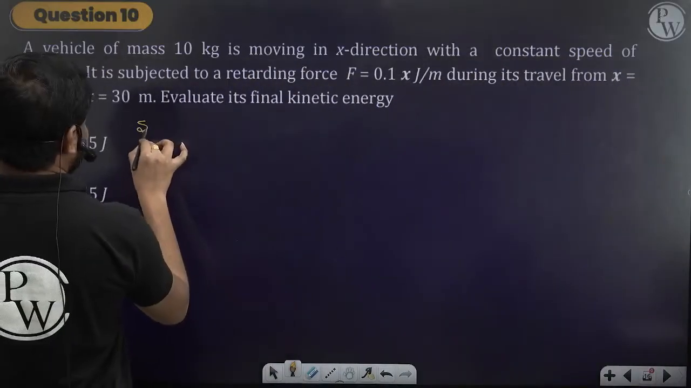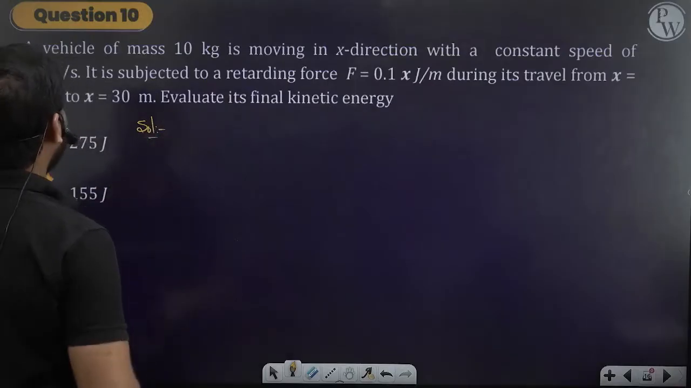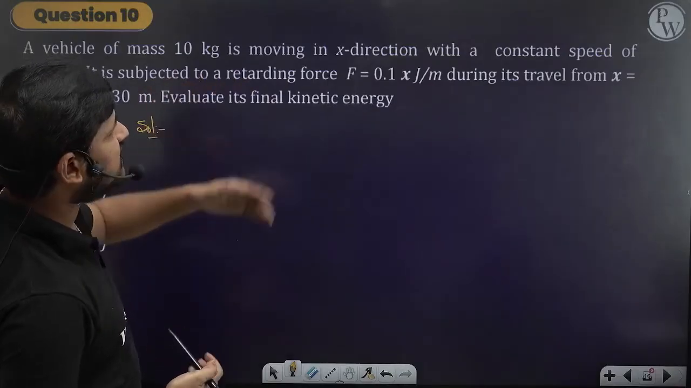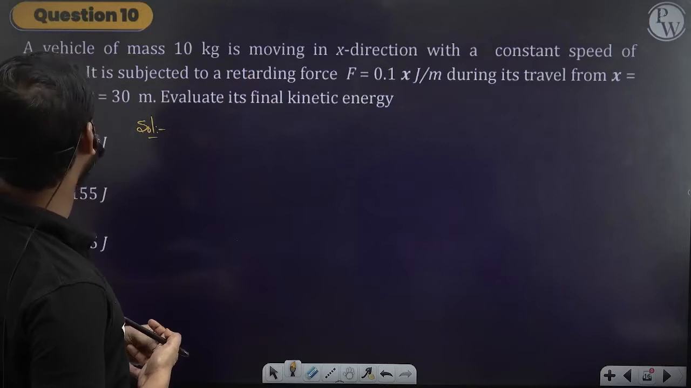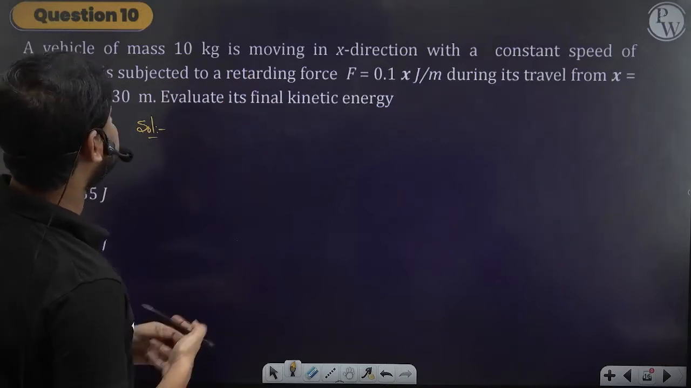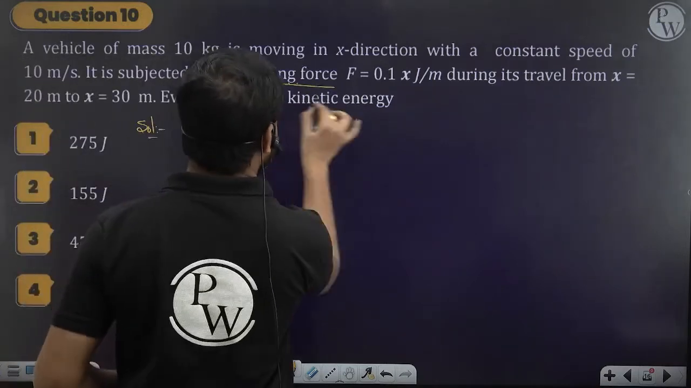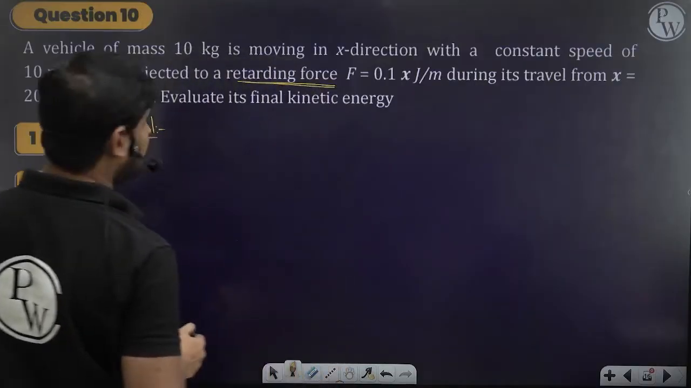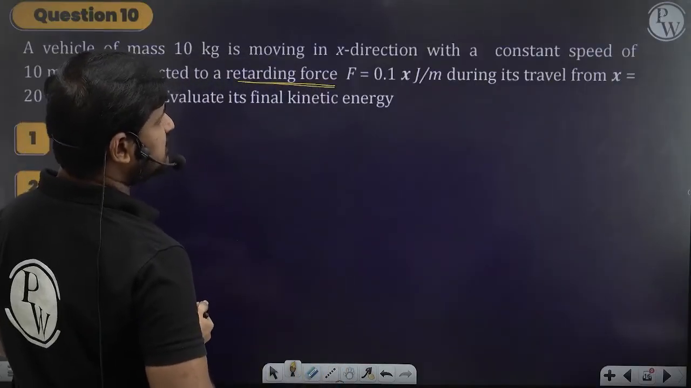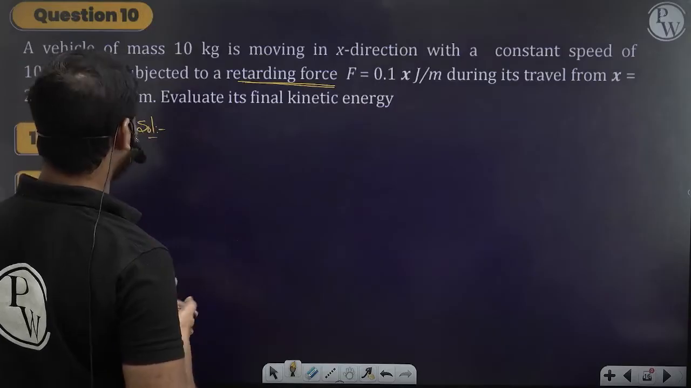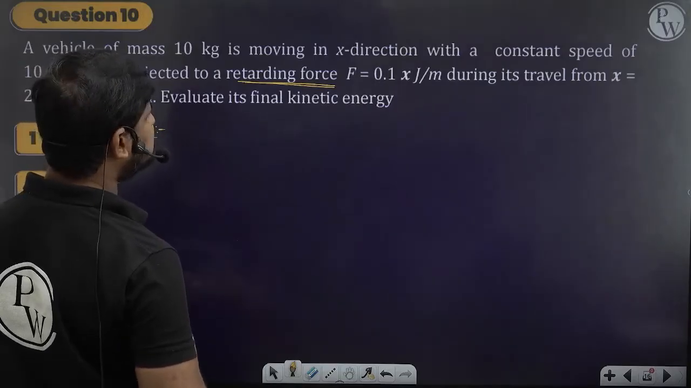What does the question say? See here. A vehicle of mass 10 kg is moving in the x direction with a constant speed of 10 meters per second. It is subjected to a retarding force during its travel from x equals 20 meters to 30 meters. So evaluate its final kinetic energy.